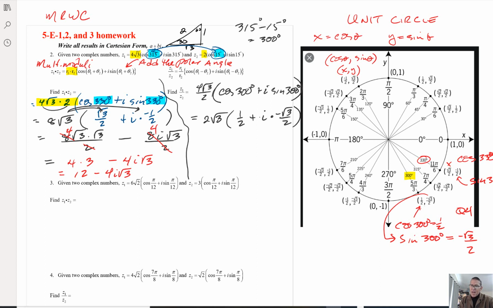Notice the times symbol here. It's i times the sine of that number. And then you simplify. So here we go. We're going to distribute through. So 2 root 3 times 1/2 is 2 root 3 divided by 2. Plus, or actually minus, because a positive times a negative is a negative, because you got to distribute this thing twice, right? So bring down the minus sign.